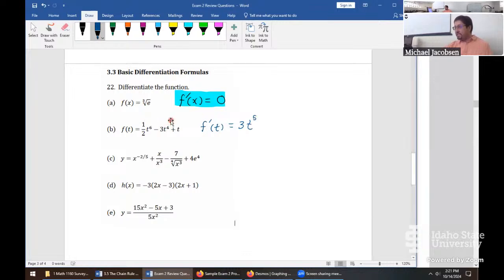Then moving down, the 4 is going to move down and multiply the -3. So that's going to turn into a -12. t to the power of 1 less, so just a t cubed. And then if you differentiate just t, you get +1. So this one is not so bad. Just left to right, differentiate each of the terms. Does that look right to everyone on part B?